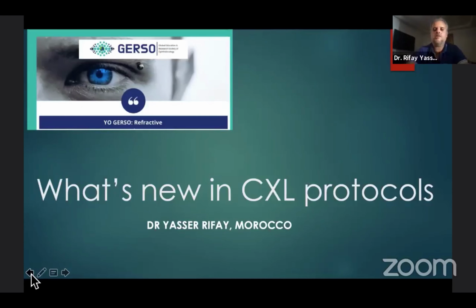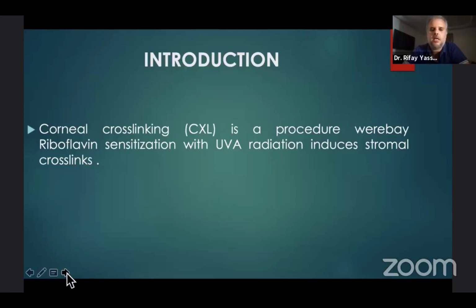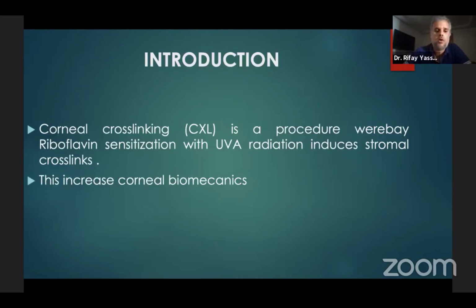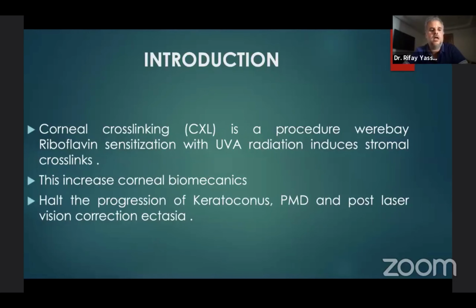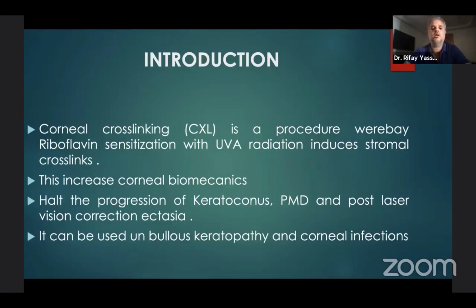So what's new in cross-linking protocols? We all know that cross-linking is a procedure whereby riboflavin sensitization with UVA radiation induces stromal crosslinks. This increases corneal biomechanics, and it halts the progression of keratoconus and pellucid marginal degeneration, and it's also a treatment for post-laser vision correction ectasia. It can also be used in non-ectatic diseases like bullous keratopathy and in corneal infections.